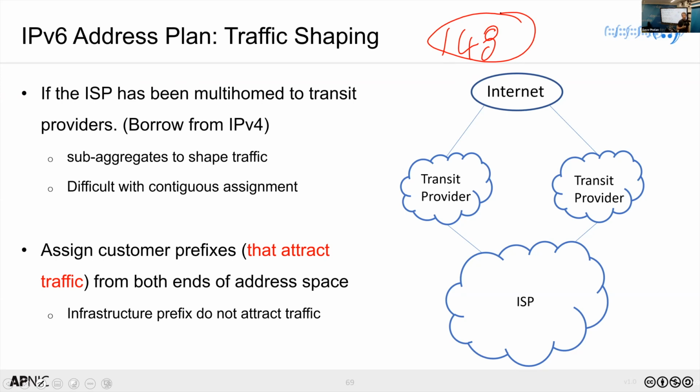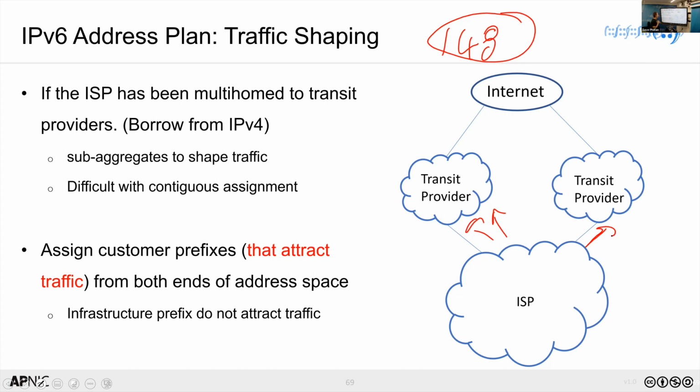I can do active passive. I could do prepends towards one versus the other. But it makes it really hard to actually do any sort of traffic engineering. The same goes to your bigger network segments.